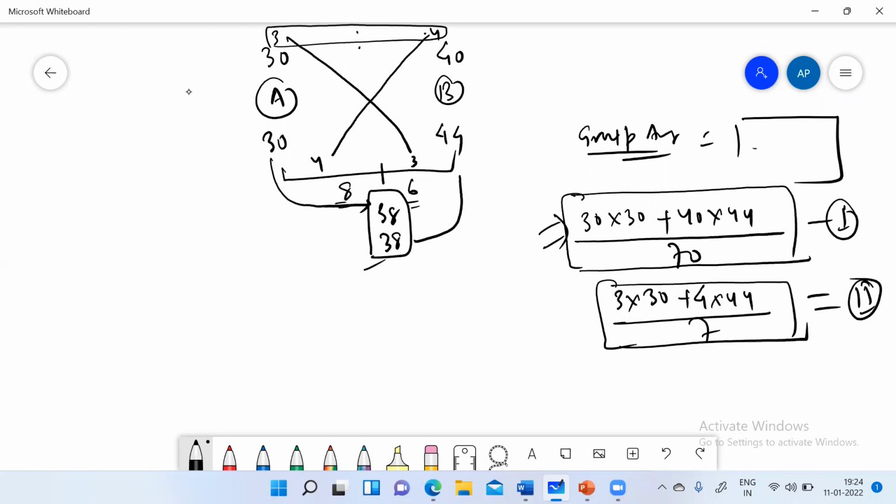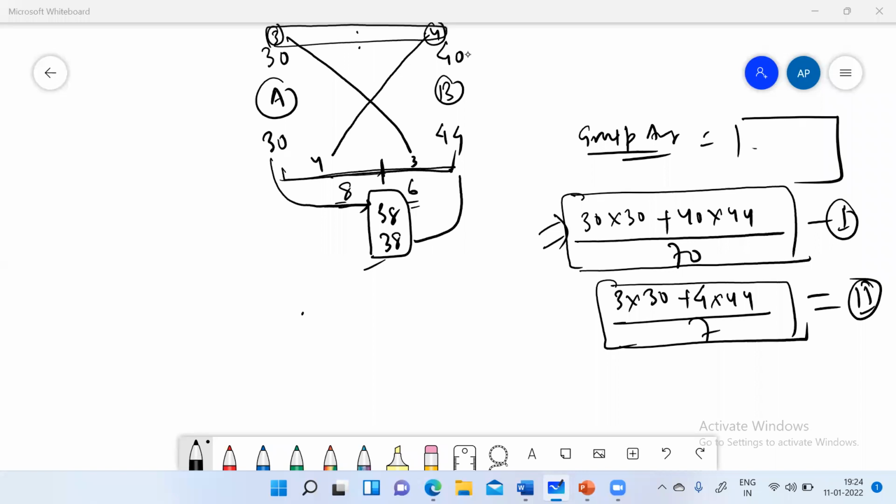See, it's just an observation for you right now that the average value will basically lie between 30 and 44 only. There is no way that you can get the group average less than 30 or greater than 44. So the average value will lie in such a way that the gap is divided into the same ratio in which the group members are there. So group members are there in the ratio 3:4.